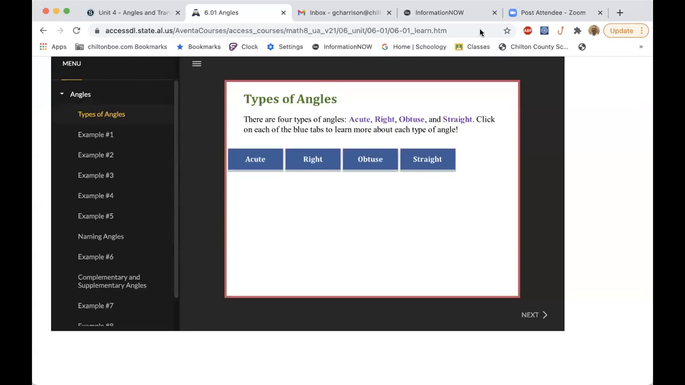This video is on angles. We'll start with the types of angles. There are four types of angles: acute, right, obtuse, and straight.